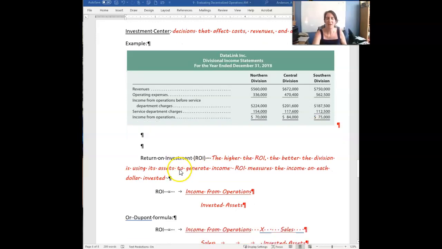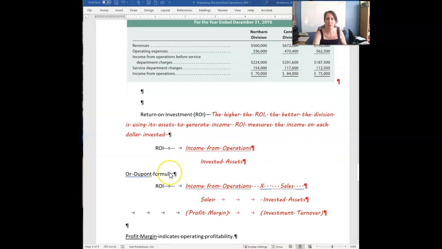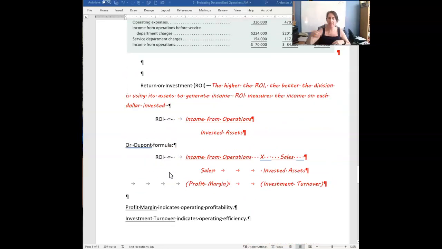All right, ROI is one of the calculations that we perform. It's called return on investment. The idea is the higher the ROI, the better the division is at using its assets to generate income, all right?